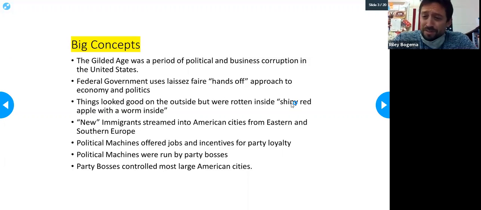Party bosses controlled most American cities during the Gilded Age, and they're these corrupt machines that control the money, the taxes, and the economic growth of the cities. And it's largely through the votes of these immigrant groups coming into these cities.